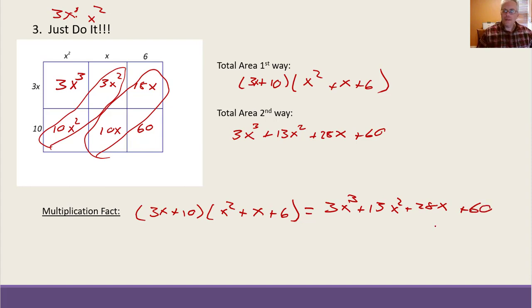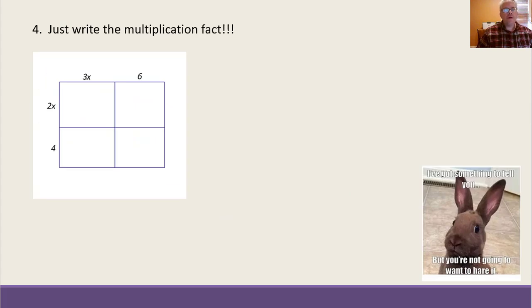All right, amazing. On these next ones, we're just going to write the multiplication fact, so it's going to go a little bit quicker. So you just got to remember, we're writing the area two different ways. The first way would be 2x plus 4, the total width, times the total length, equals. Well, it has to equal what we get when we add up the pieces.